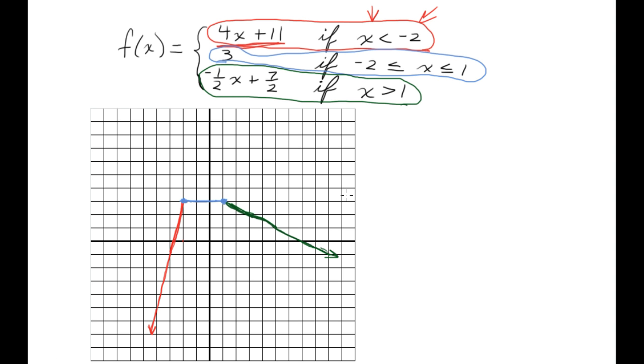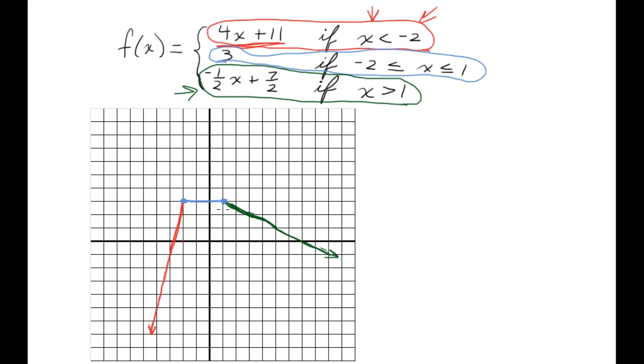So this is what the completed graph looks like, and in green I have the last piece graphed. So anytime x is greater than 1, we're going to evaluate the function as -1/2 x plus 7/2. And I've got that graphically shown here. Now again, we can graph the whole lines, the 4x plus 11 and -1/2 x plus 7/2, but we're not using that because what's in red is only valid when x is less than -2, and what's in green is only valid when x is greater than 1, so to the right of when x is 1. And so we'll turn that back off.